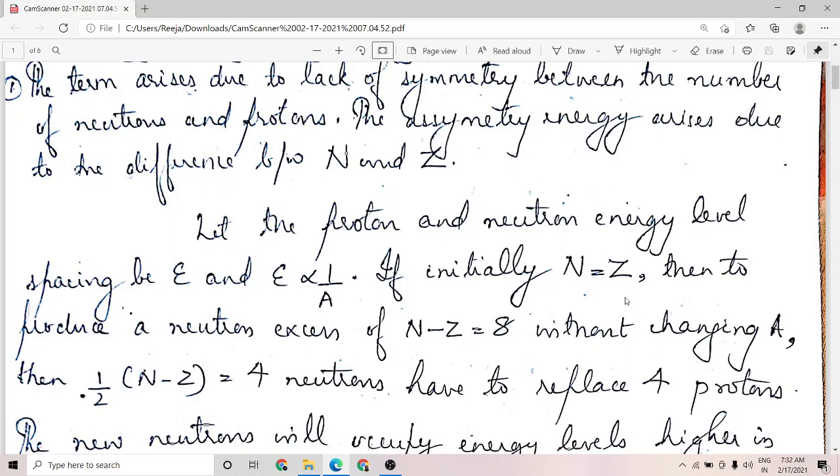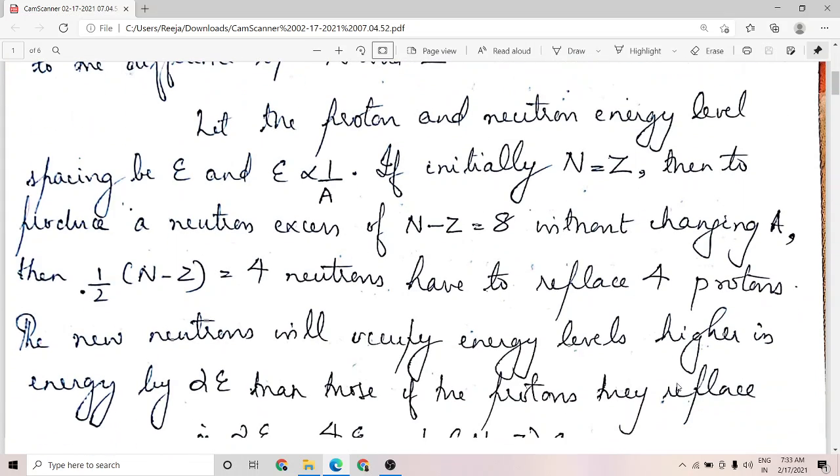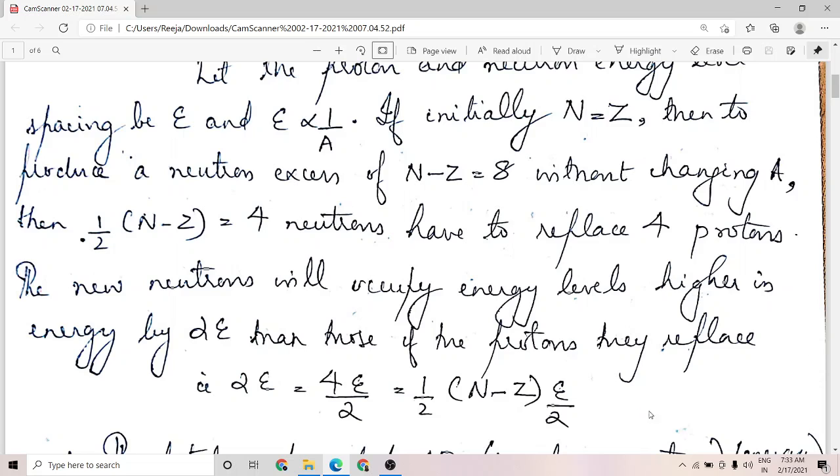Initially, let us consider N equal to Z. Then, to produce a neutron excess without changing A, the excess of neutrons that you have to bring about, that is N minus Z, half of it is found out, and that many neutrons replace the same number of protons. Now the new neutrons will occupy higher energy levels, and we calculate the asymmetry energy based on this.